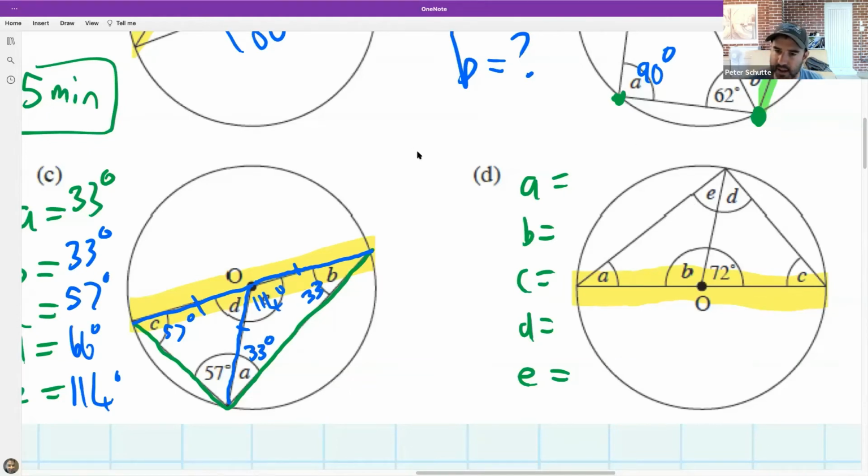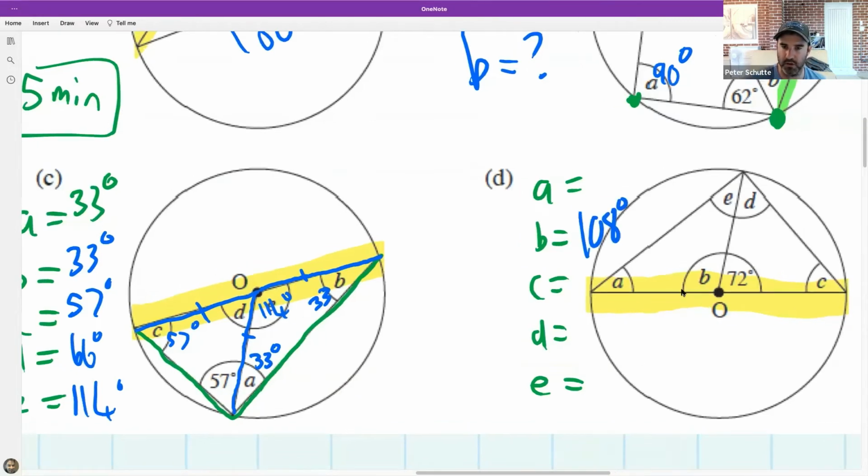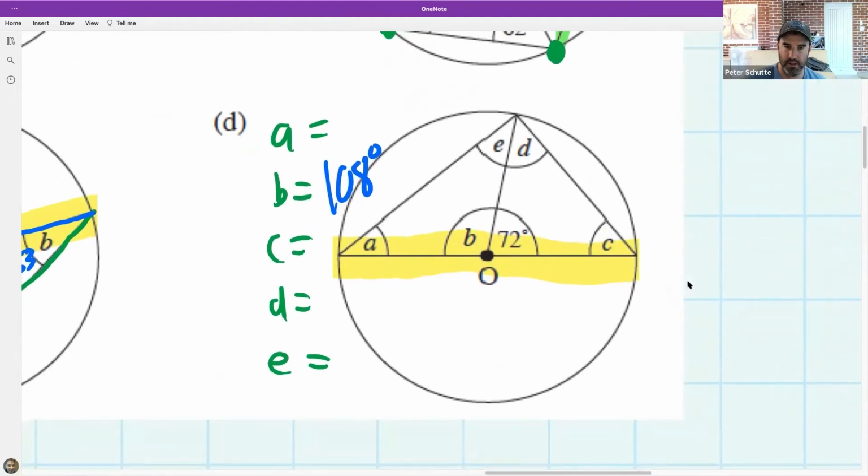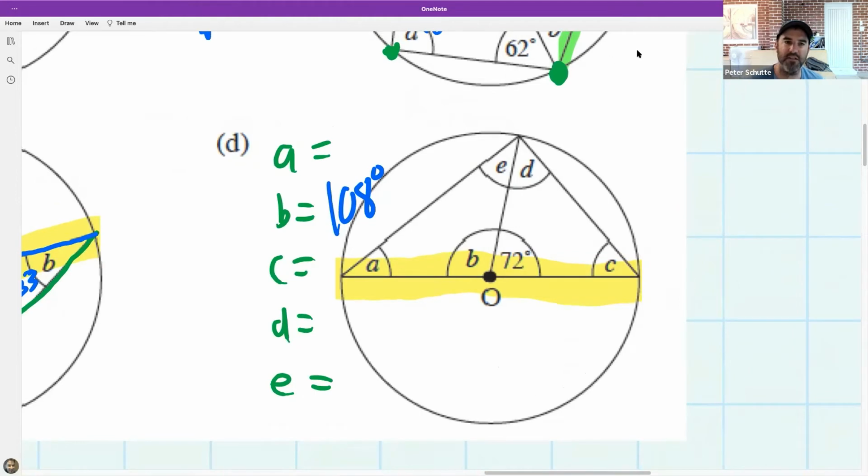So Mbali has 108 for B. Mbali, I agree, because we know that B, let's zoom in on this one so it's nice and big and we don't get distracted by anything else. If we look at finding B, we know that together B and 72 must add up to 180. And so that's why we know that B would be 108 degrees. Now, does that help us figure out the other things?